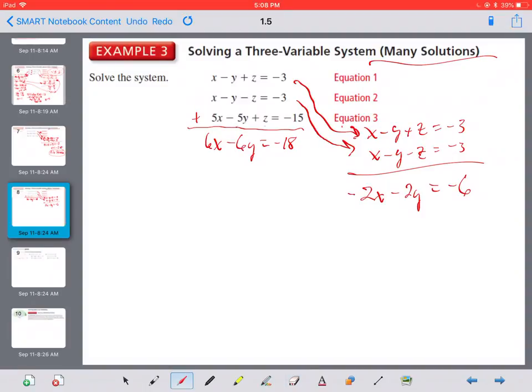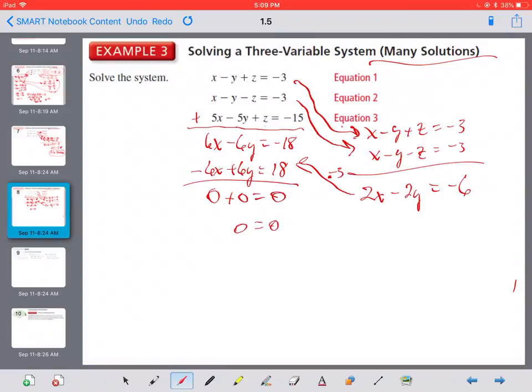But you can also multiply if you want to. I wanted to drag this up. If I want the 2 on the X to match the 6 on the X, I'm going to multiply by 3. And I want the signs to change, so we're going to do negative. Negative 3 times 2 is negative 6X. Negative 3 times negative 2Y is positive 6Y. Negative 3 times negative 6 is positive 18. Add down. 0 plus 0 equals 0.